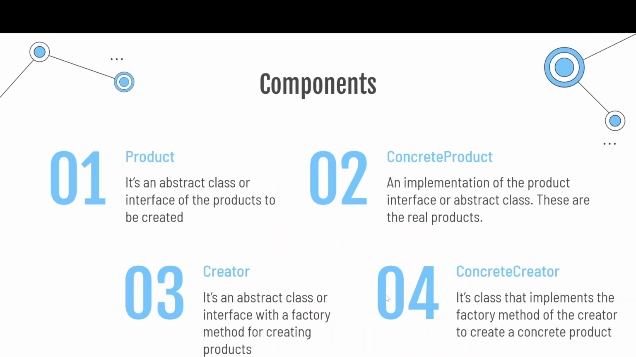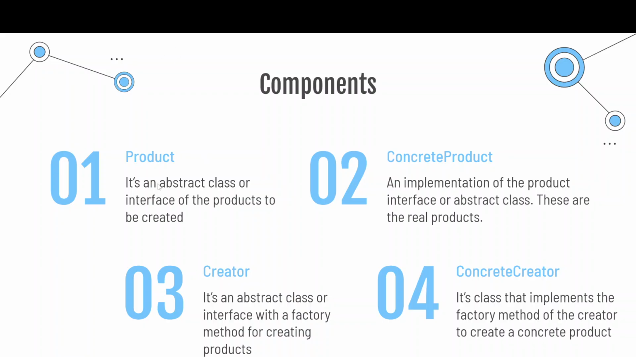So let's review the components. What makes up a factory method? When you're writing out your factory method, these are the components that are involved. You have a product. A product is an abstract class or interface for the products to be created. So the factory method creates objects, right? And then those objects will have classes. So that's the product, right?